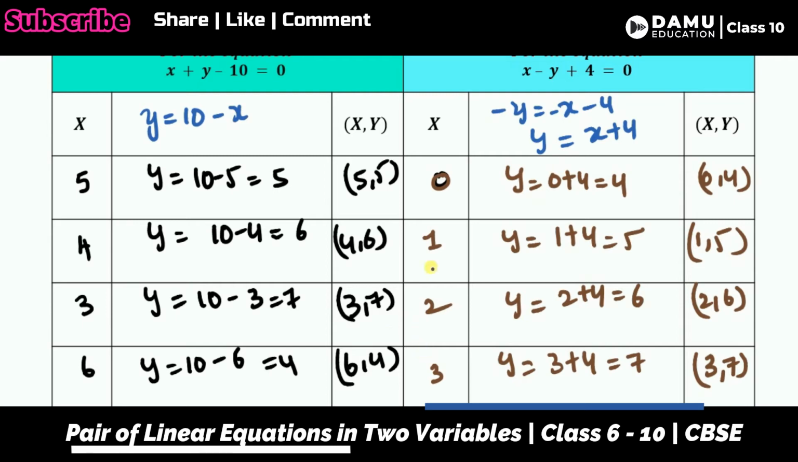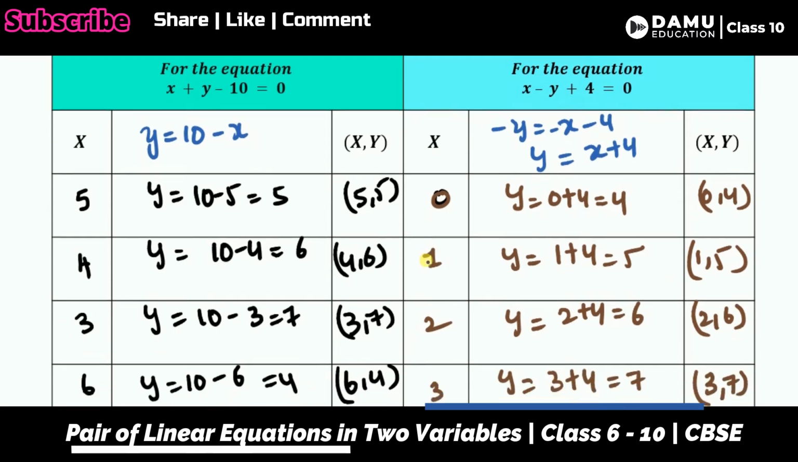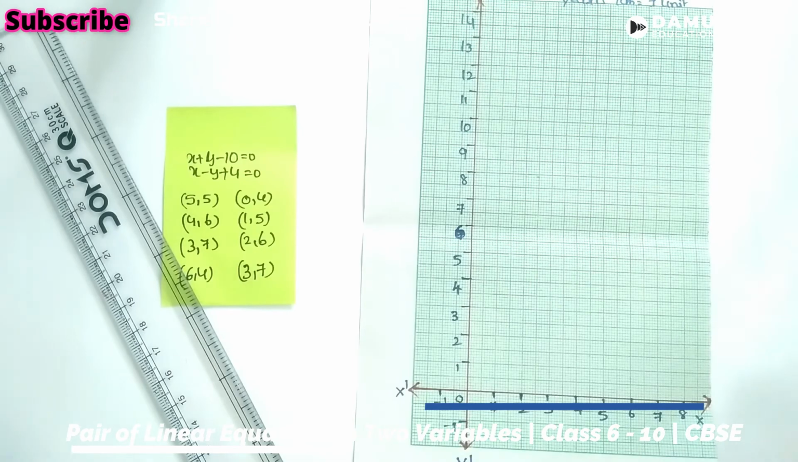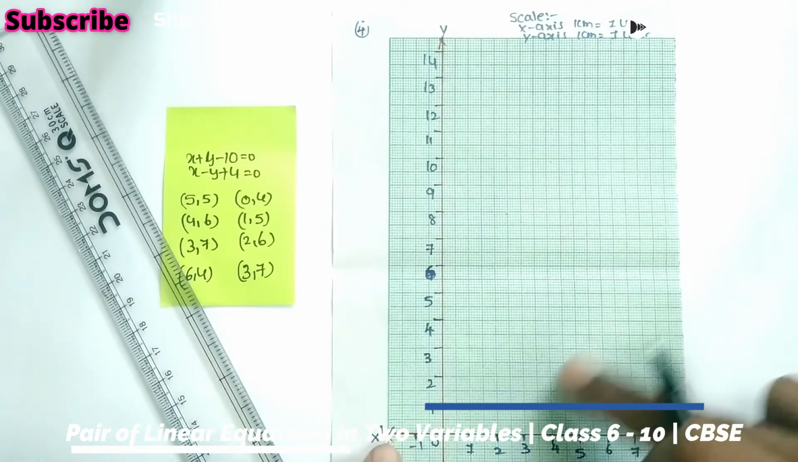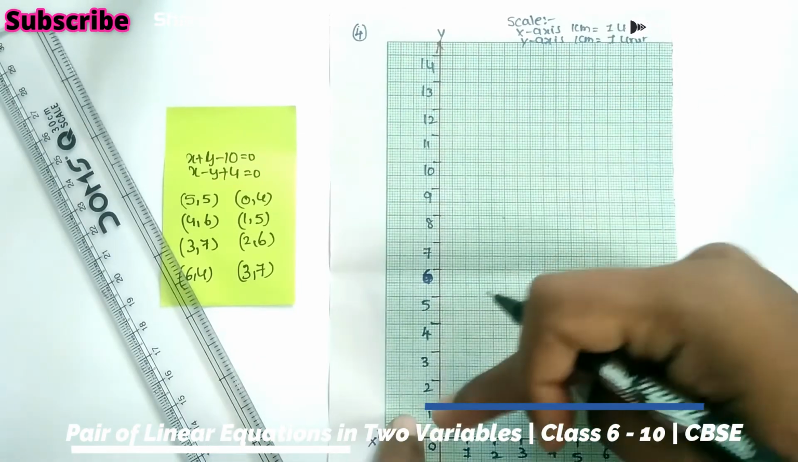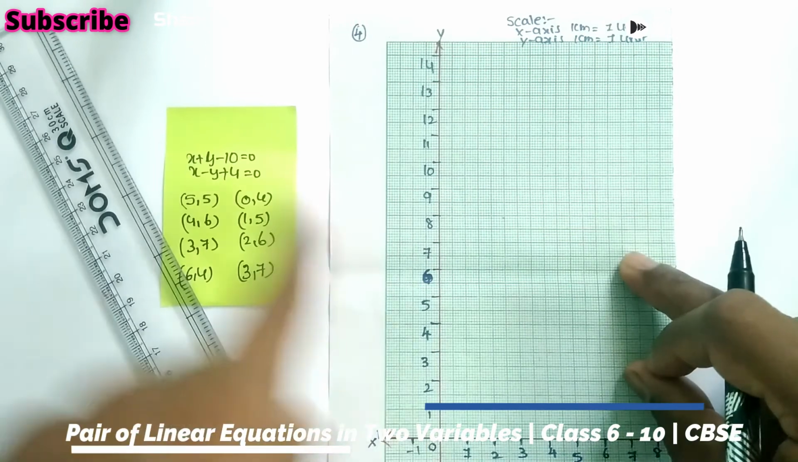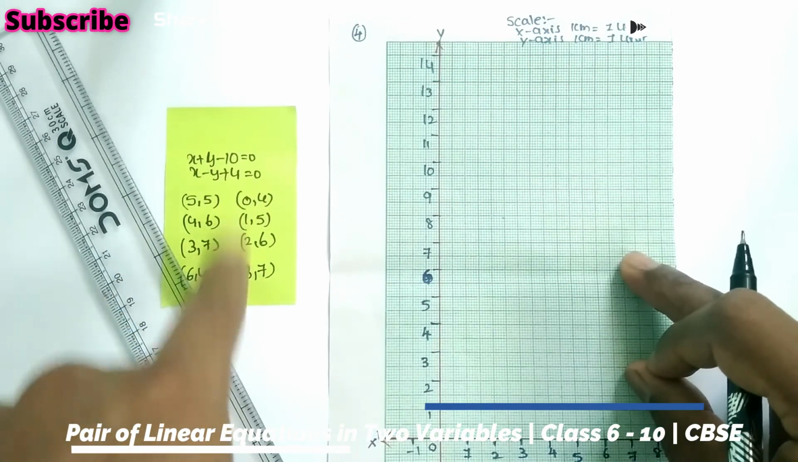So what answer can we say? Finally, let's move on to the graph session, to see our graph for this fourth question. The scale we have taken is 1 centimeter on the x-axis and 1 centimeter on the y-axis. So these are the equations and these are the coordinates.